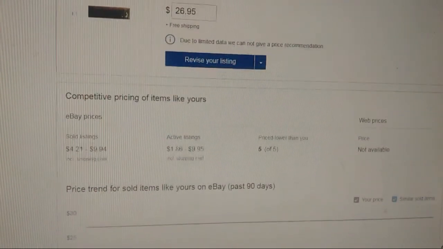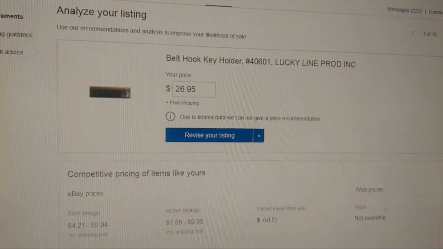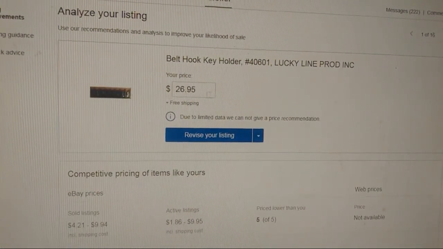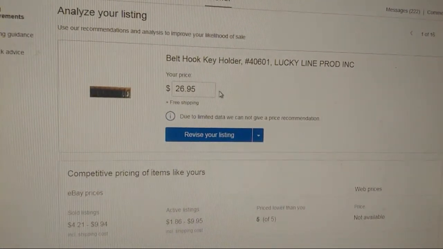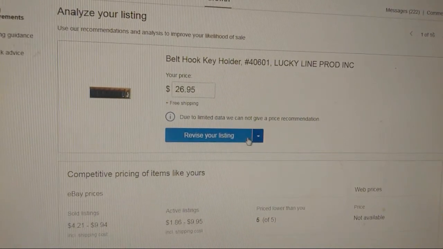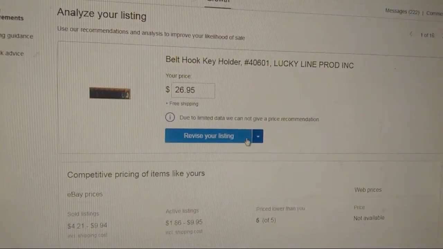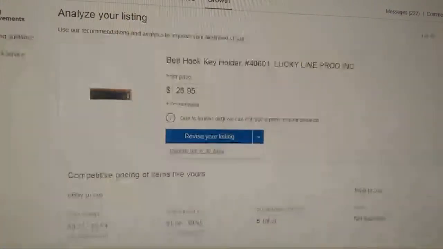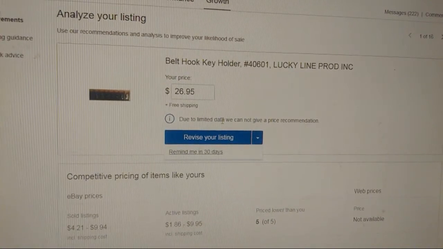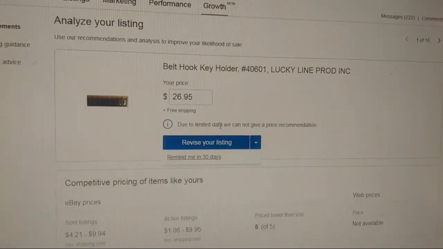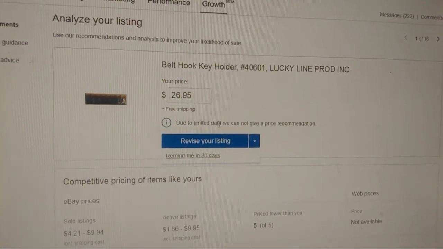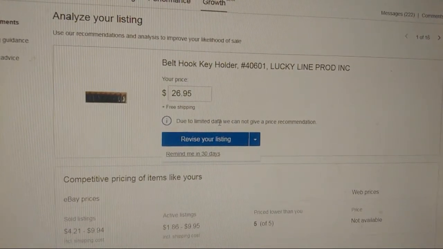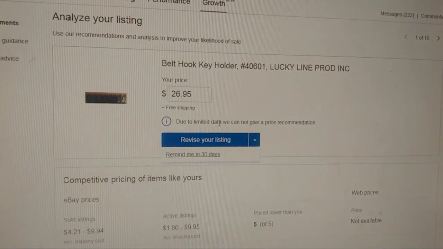Another thing that you can do if you did not want to lower your price, I'm going to go into the listing so I can show you. You have a couple options up here. You can just change your price from here and hit update. You can click revise your listing and go directly into the listing. Or you can do the drop down and tell them, remind me in 30 days. Because sometimes they'll give you recommendations and that thing will sell the next day with no changes made at all. So sometimes it just may be that the person isn't looking for your item. It may be a couple things.